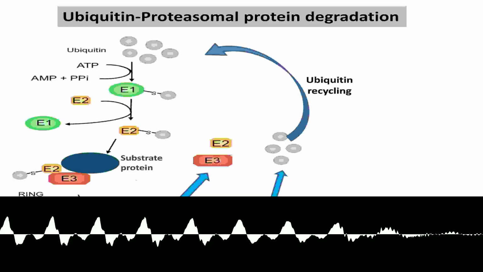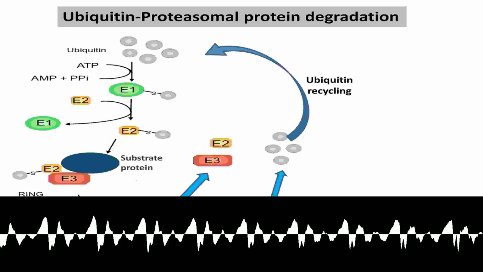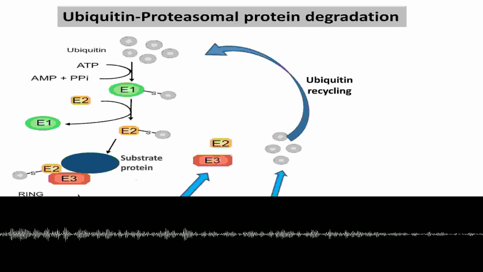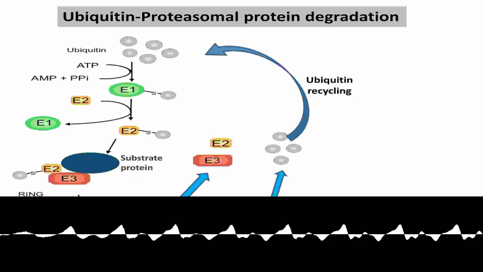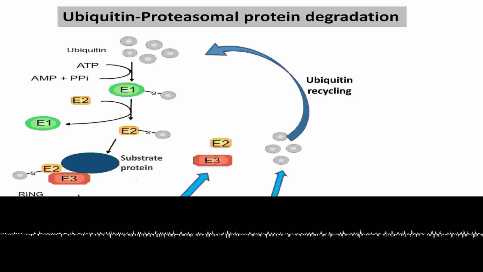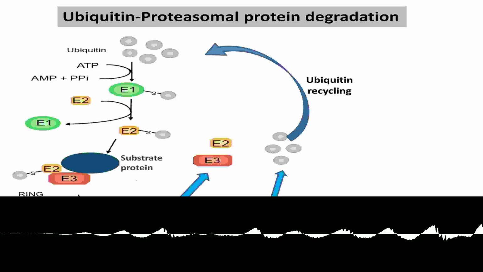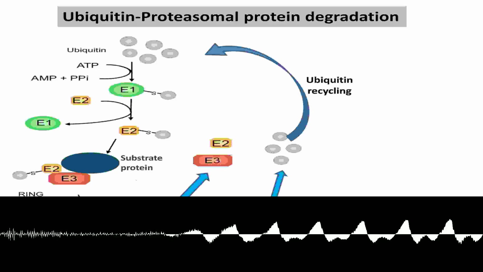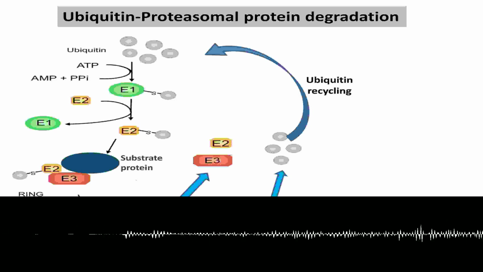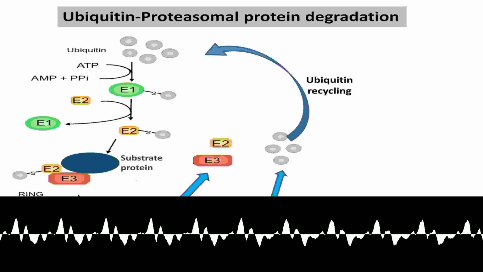A potential criticism, viewed retrospectively, is the early reliance on in vitro assays. While these assays were essential for dissecting the pathway, they may not fully reflect the complexity of the ubiquitin system in vivo. However, subsequent studies using genetic and cell biological approaches have largely validated their findings.